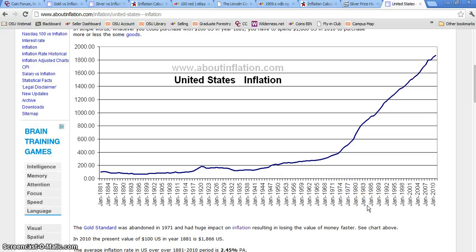Okay, I want to return briefly to why does inflation exist. There are many theories and reasons for this, but as can be seen by this chart, this is the annual rate of inflation. You can see a stark difference here starting in 1971. This is when the U.S. was taken off of the gold standard, and we see a drastic annual increase in the inflation rate.